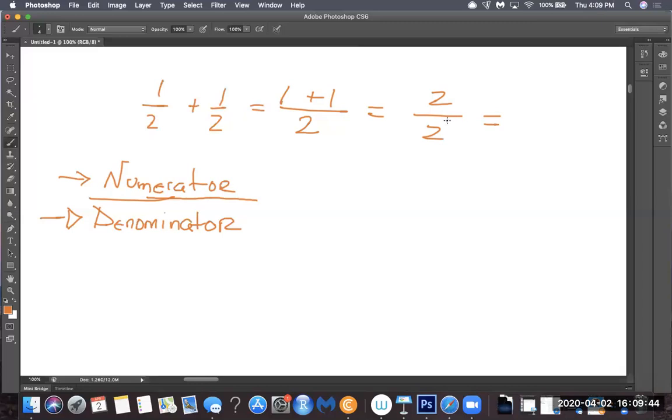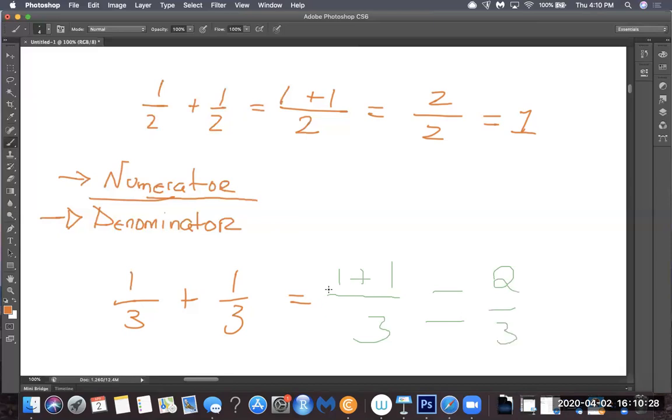What's 2 divided by 2 equal to? 1. Why? Because 2 only goes into 2 once. Exactly, very good, okay? So now, let's do another, write down the solution for this one. Very good. Excellent.